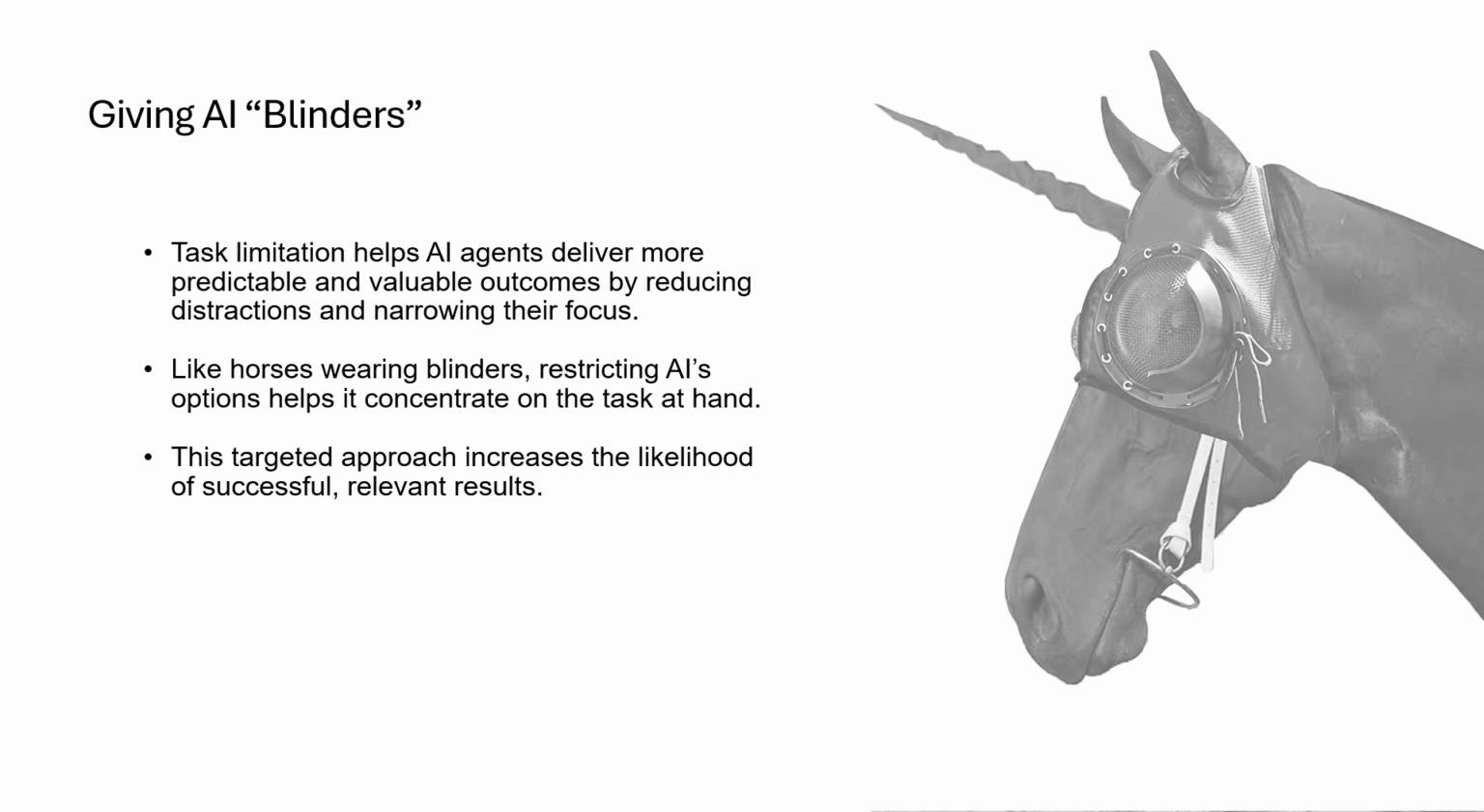One effective way to do this is by setting clear boundaries for the task. Task limitation helps AI agents deliver more predictable and valuable outcomes by reducing distractions and narrowing their focus. Much like horses wearing blinders, restricting the AI's options allows it to concentrate on the task at hand. This targeted approach increases the likelihood of achieving successful and relevant results. By setting clear boundaries and focusing the AI's attention, we make its output more predictable and relevant.